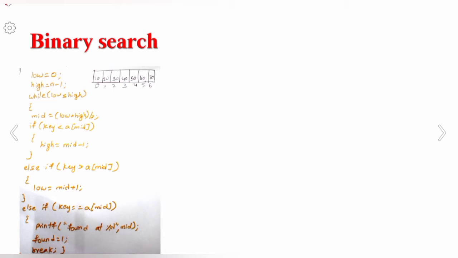Here we apply the formula: low plus high by 2. Using the binary search technique, we divide the given array into 2 subparts based on the middle key value, the lower part and the higher part. Let us see how we can divide this.